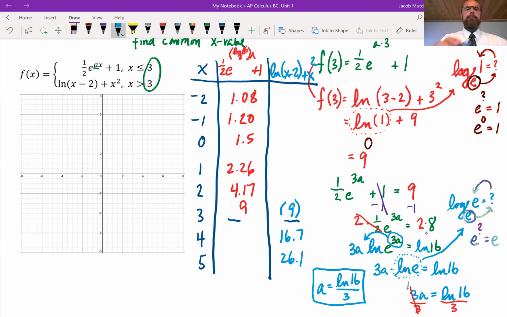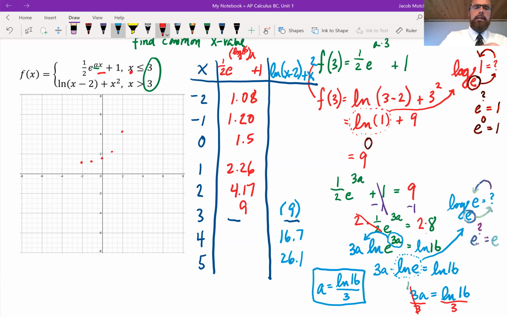Let's graph it. So it looks like we got a horizontal asymptote at 1. At -2, it's just above 1, 1.08. -1 is at 1.20. 0 is at 1.5. 1 is at 2.26, so it's risen more. 2 is 4.17. And then 3 is off my graph at 9, and that's okay. I'm going to estimate that's about 9. And there's my left-hand function.